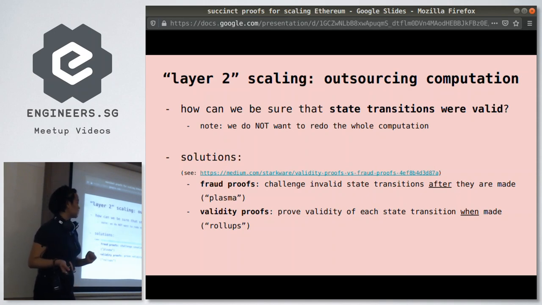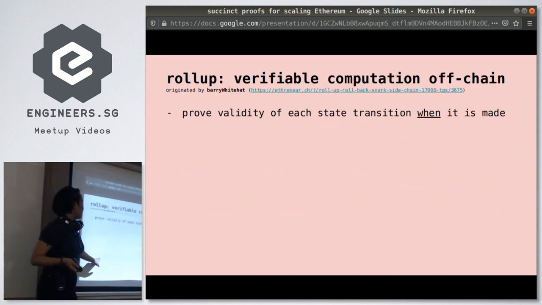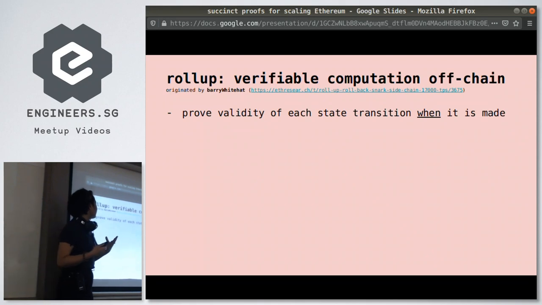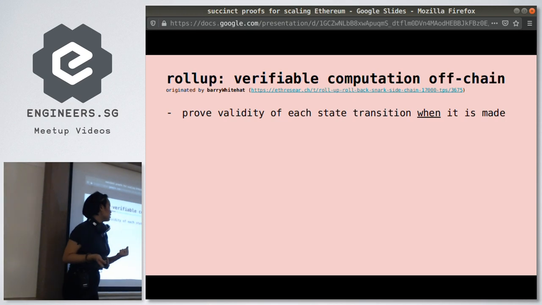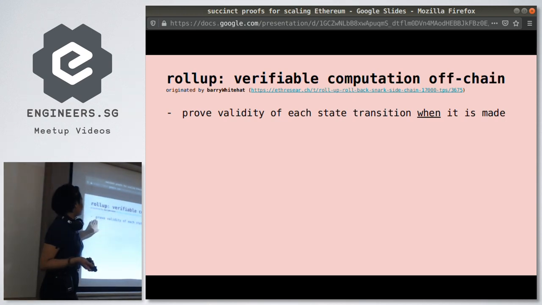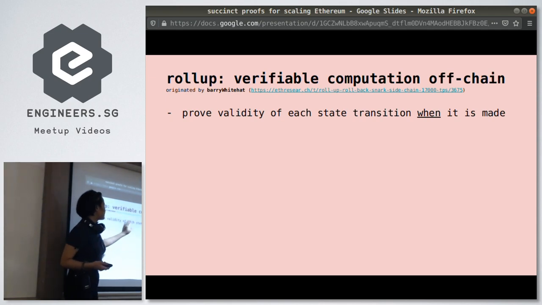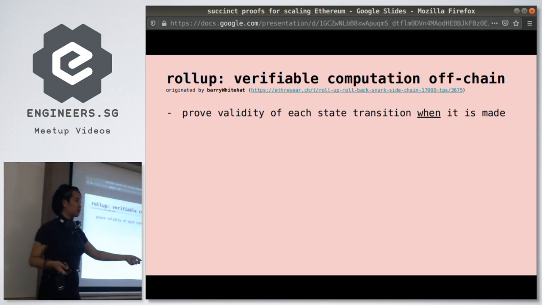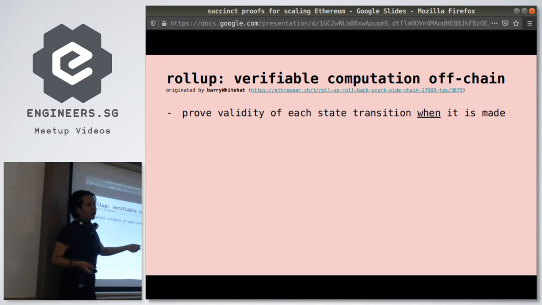Any other questions before we move on? Okay. So today we're going to talk about validity proofs, and we're going to talk about them by exploring this construction called rollup. As I said, rollup takes the approach of validity proofs, meaning that at the time of each state transition, the operator has to prove the validity of their actions.